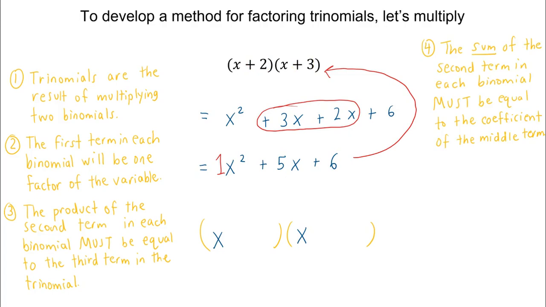So the sum of the second term in each binomial must be equal to the coefficient of the middle term. And that's how we know that positive 2 and positive 3 are the correct choices for our second term in each of our binomial factors, because 2 times 3 gives us 6, and 2 plus 3 gives us 5. So the correct factorization of x squared plus 5x plus 6 is x plus 2 times x plus 3.